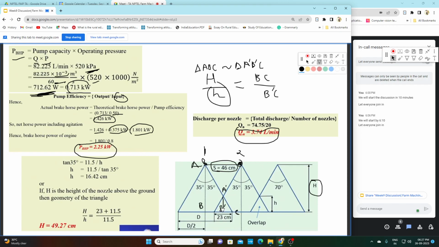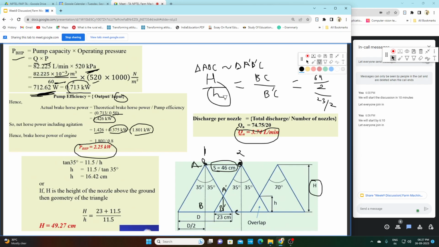So this BC we also know, that will be equal to 46 plus 23 divided by 2. That means 69 divided by 2. So BC we know, and B dash C also we know, because this will be half of it. So that means it is 23 divided by 2. So we know BC, we know B dash C, but we don't know H.